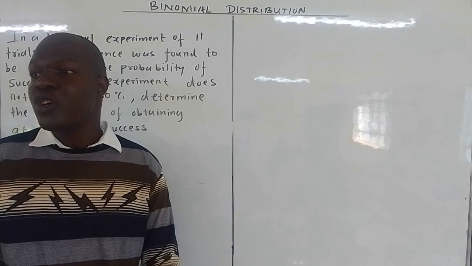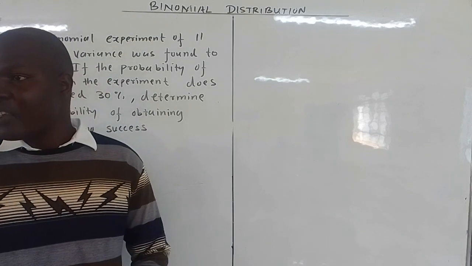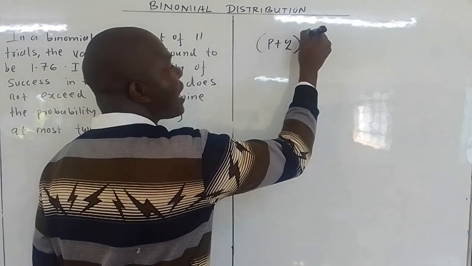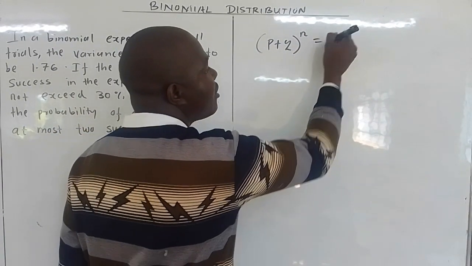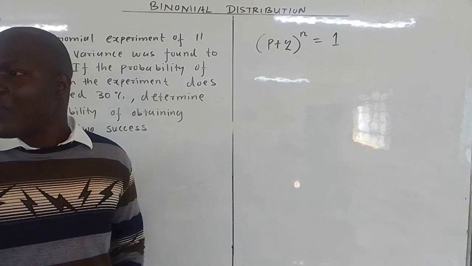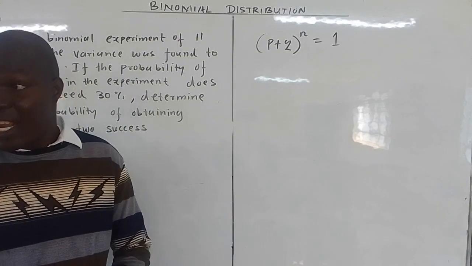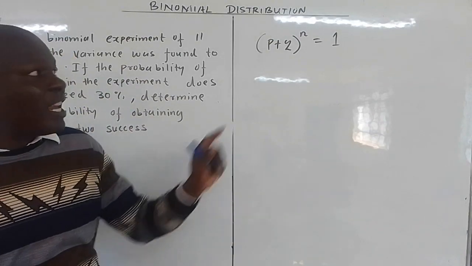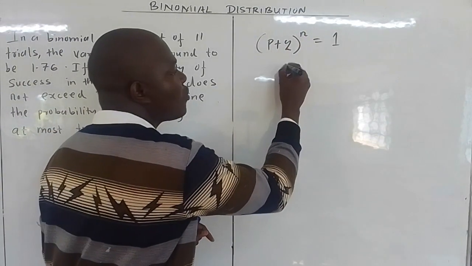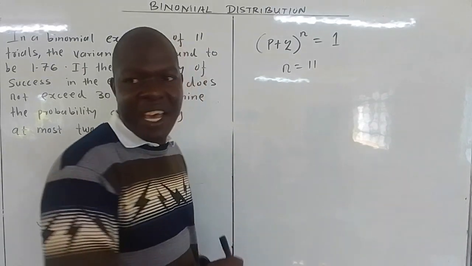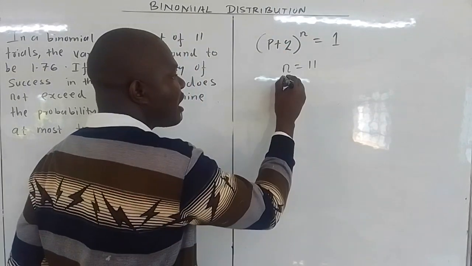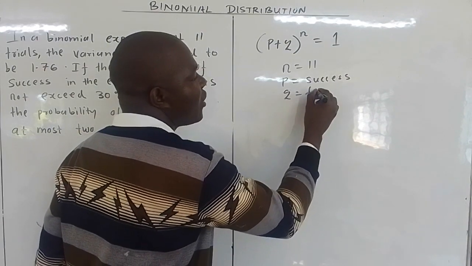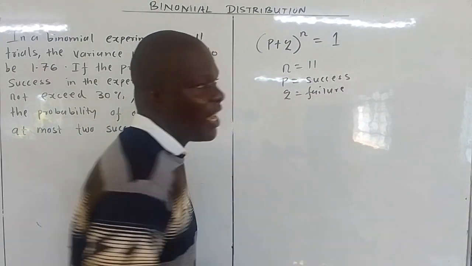The binomial distribution has two possibilities occurring n times. So it means in the binomial distribution, we have (p + q)^n. The whole of that gives you the whole range of a probability measure, which is 1, by definition of a binomial distribution. So you've been told 11 trials, meaning n is equal to 11. Then your p is the success, and your q is the failure.